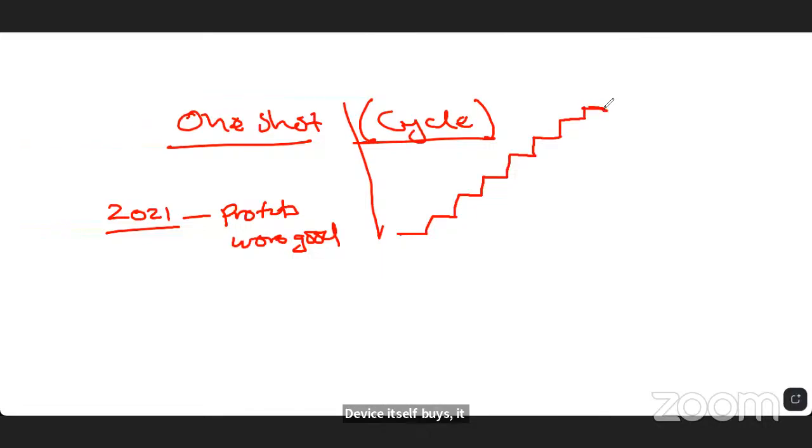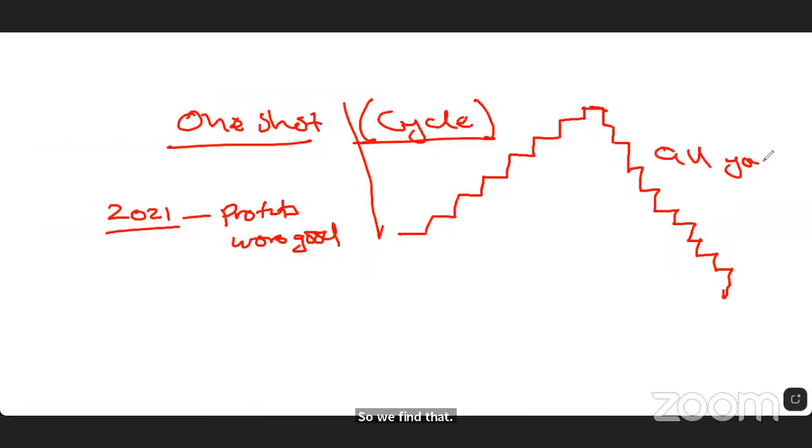Now, when it buys here, it buys, buys, buys. It's like the market is not rising. So you find that the robot buys all your capital. That's why we said, no, go in for one shot.